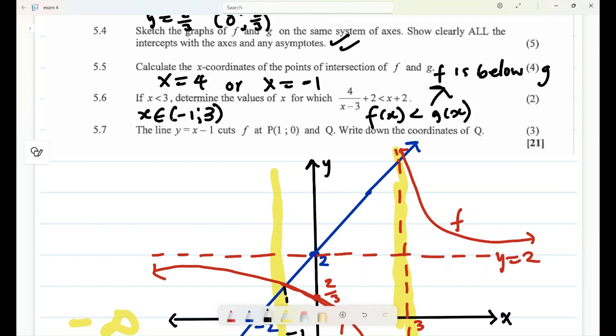Why am I not including -1 even though they are equal? Because the inequality says strictly less than, not less than or equal to. Even if it was less than or equal to, we would only include this one, but this one will never be included, because it is an asymptote. All right, I believe you are following.